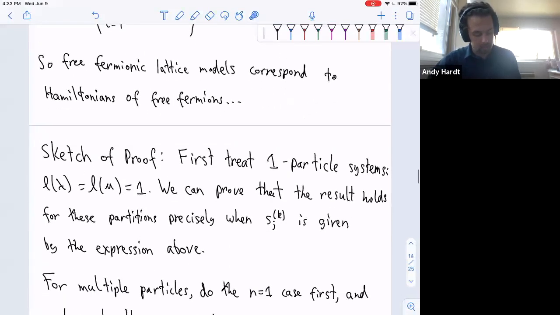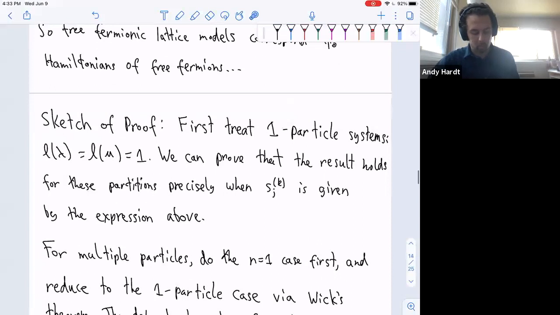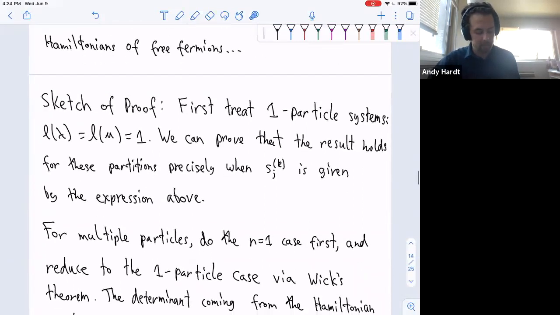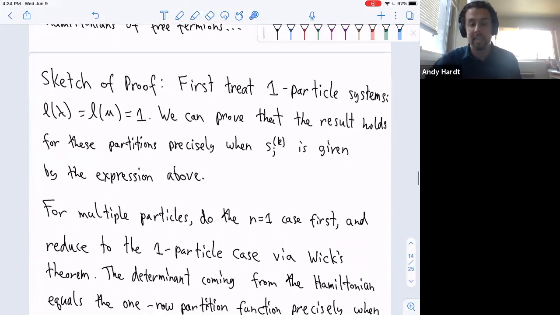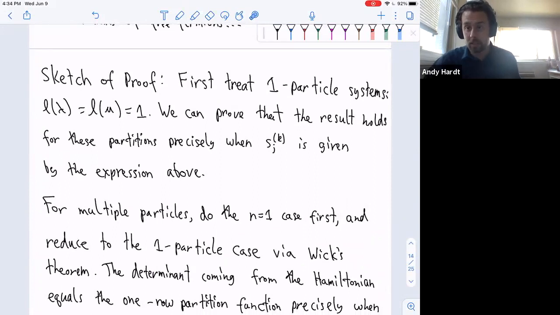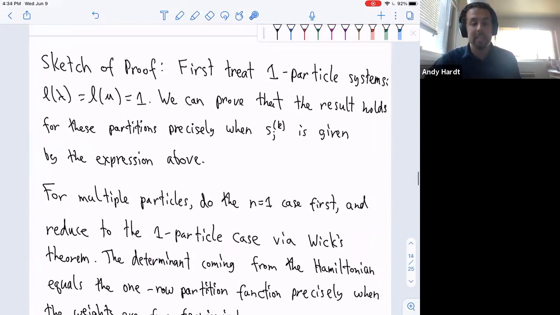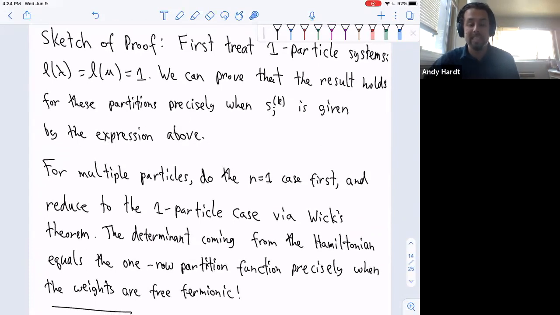Well, you do, again, the one row case first. And then what you do is you reduce to the one particle case via Wick's theorem. And it gives you a determinant. And the determinant involves those eta functions that I was talking about. And it turns out that that determinant equals the one row partition function precisely when the weights are free fermionic. It wasn't something that we were anticipating happening. It was something that just kind of popped out of the equation.